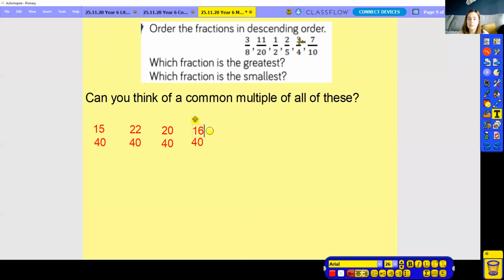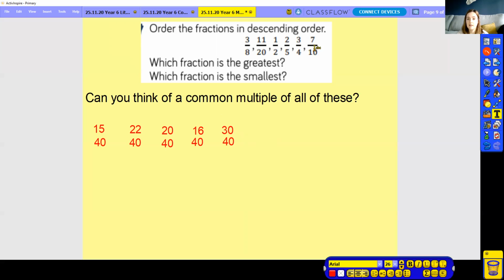Then the next one is 3/4. To get from 4 to 40, we times by 10. So that gives me 40. So we times the numerator by 10, which gives me 30. So we've got 30/40. And then the next one is 7/10.